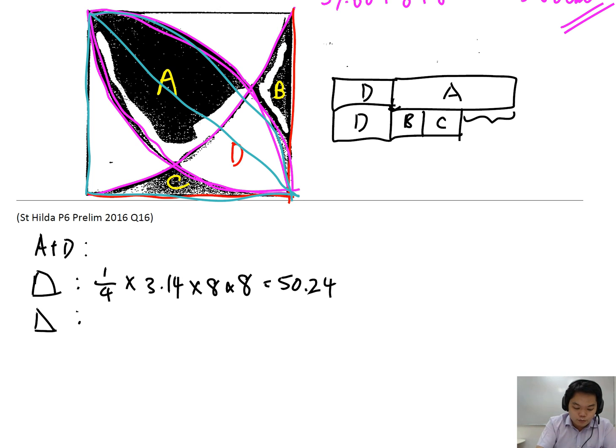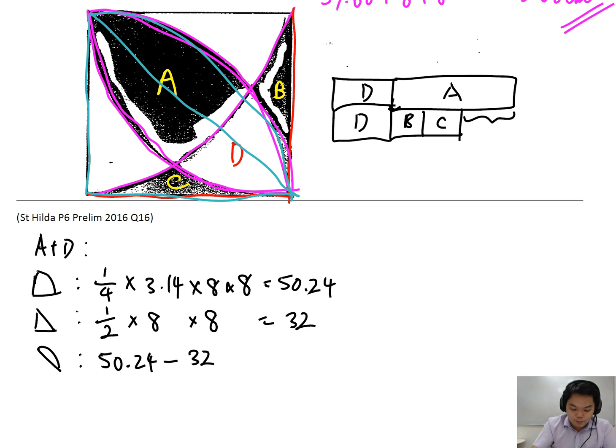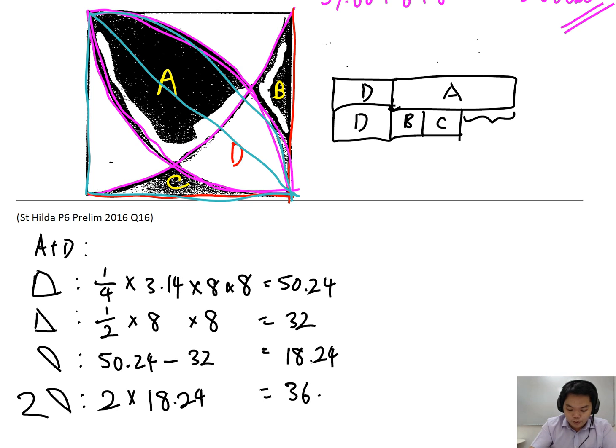Then that triangle that lies within will be half times 8 times 8. So that gives us 32. So one of these half leaves must be 50.24 minus 32. And that gives us 18.24. So AD is comprised of 2 of these. We just take 2 times 18.24 to get 36.48. Alright, so this whole thing is 36.48.